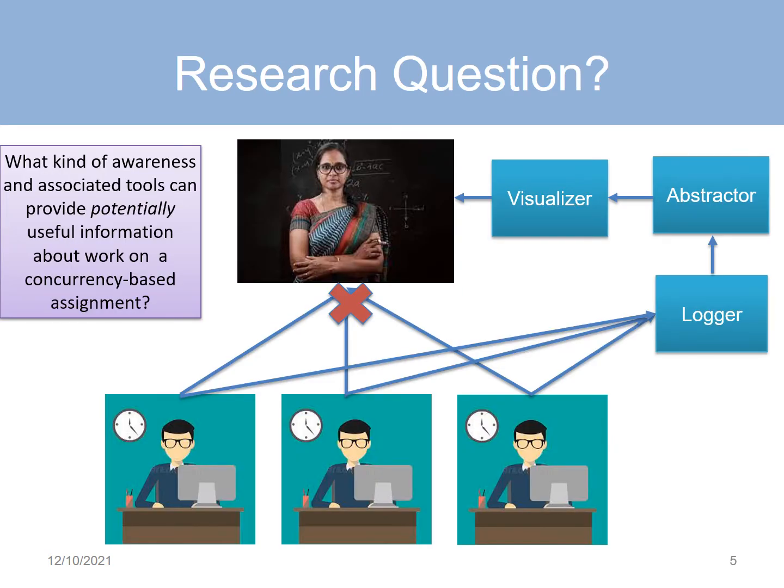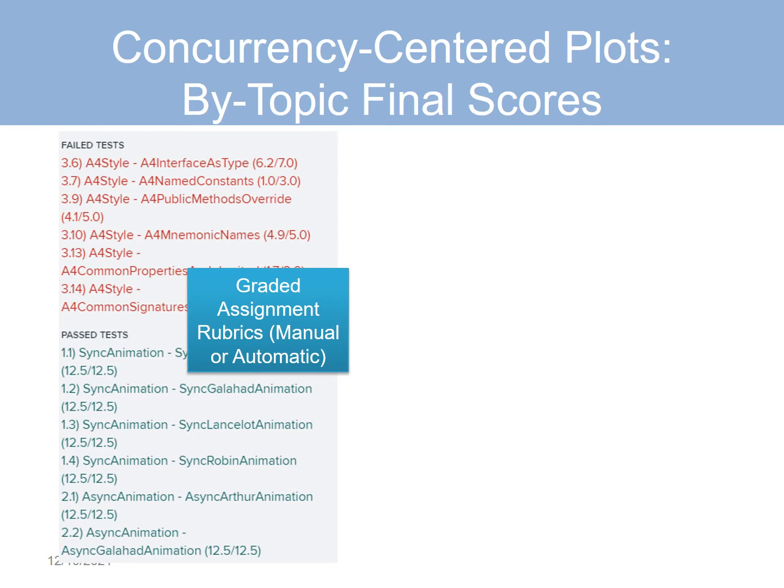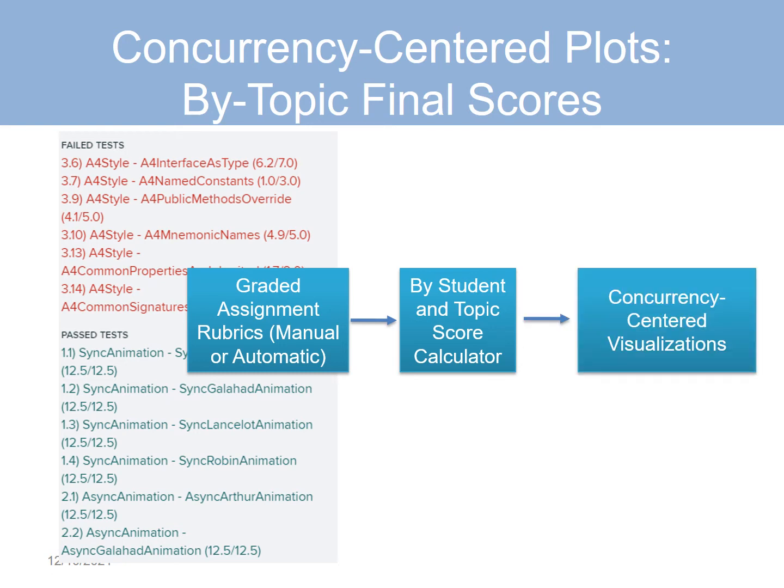The question we are trying to answer in this research is, what kind of awareness and associated tools can provide potentially useful information about work on a concurrent assignment? Our most basic awareness mechanism is based on the notion of an assignment rubric graded manually or automatically. From each rubric, we calculate the score the student achieved on each topic of interest. And from this abstraction of their work, we create visualizations that we call concurrency-centered. And these were designed and implemented by Sam.